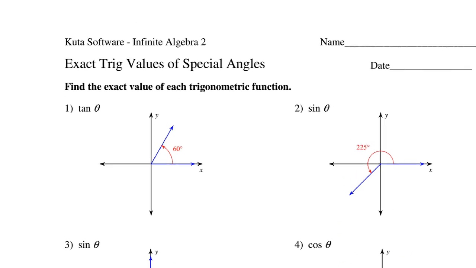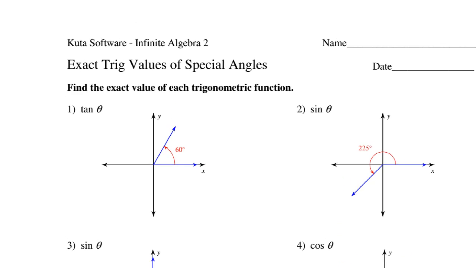So the first one you'll see here on the page is tangent of theta, and they give you 60 degrees, okay? So this goes back to your unit circle like we talked about. So we've got to remember everything from the unit circle. And there's really only one way to get good at it, and that is to practice. And this sheet is a great practice for that.